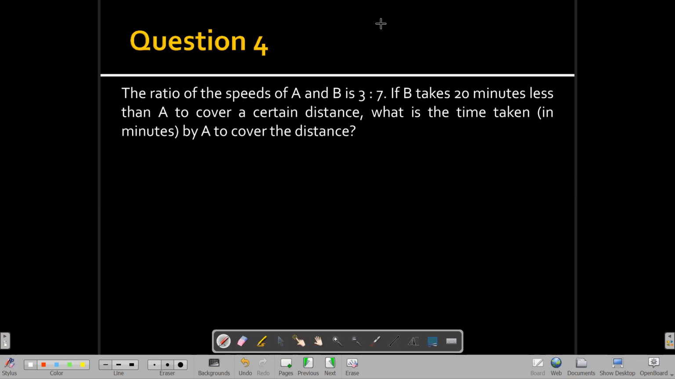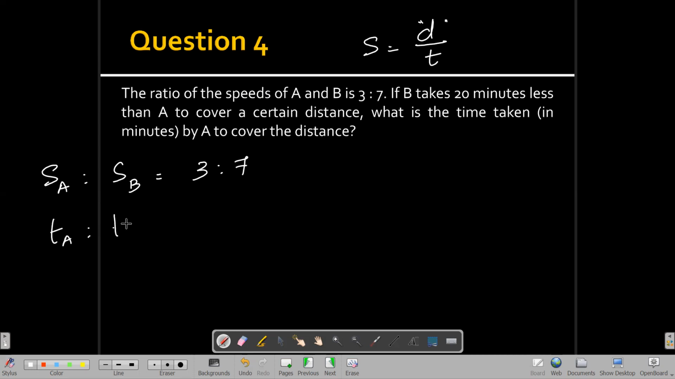As indicated in the previous question, speed is equal to distance by time. When the distance remains the same, speed and time are inversely proportional to each other. So speed of A is to speed of B is given as 3:7. So time taken by A is to time taken by B will be the inverse of this 3:7, that is 1/3:1/7. And time taken by A is to time taken by B is as good as 7:3.